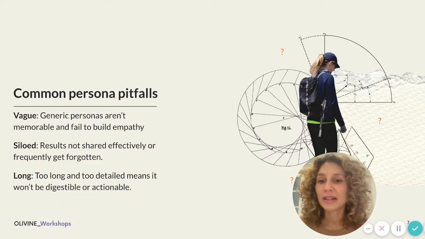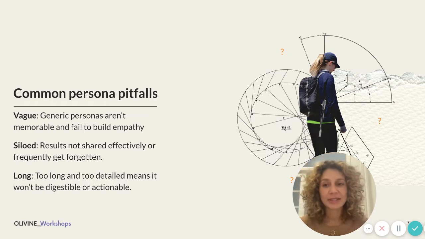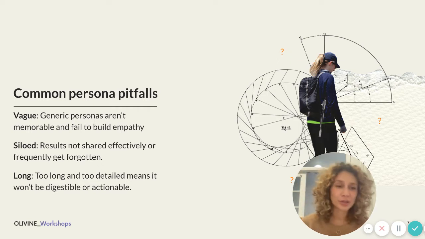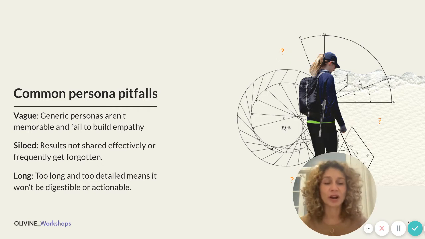So some of the common persona pitfalls that we see are when they're vague. A vague persona, when it's not really fleshed out in this personal way, is hard to connect to. It's really hard to build empathy for this vague, generic persona. So it's important to really get in there and make it human, like we shared earlier.